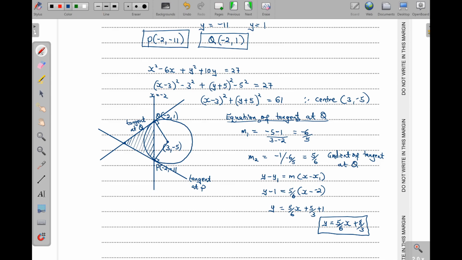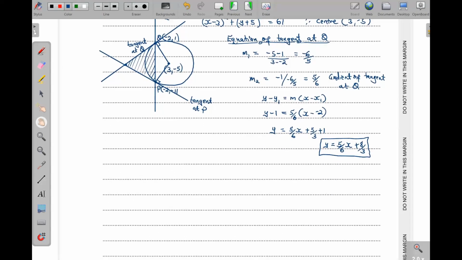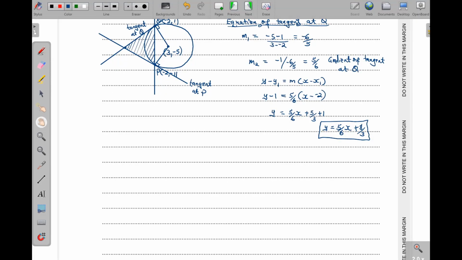Then after that, there is something you need to know. For two tangents, let me write here NB.